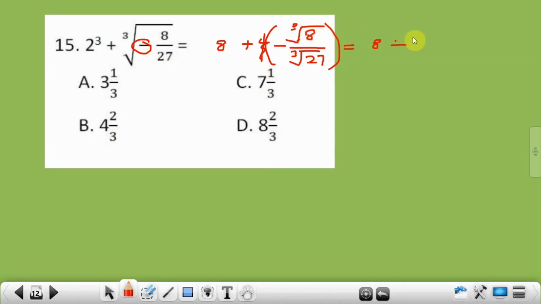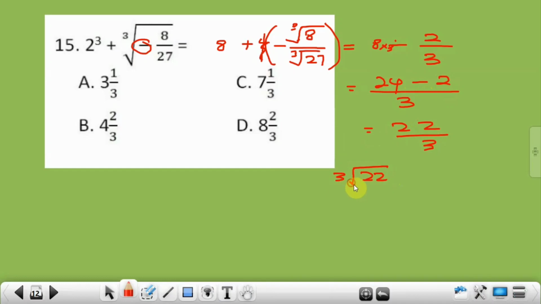The cube root of 8 is 2, and the cube root of 27 is 3. Now we make the denominator the same, 3, so we multiply this one by 3. 8 times 3 is 24, minus 2, so we will get 22 over 3. If we divide this manually, we get 7, 3 times 7 is 21, so it's 7 and 1 over 3. So the answer is C.